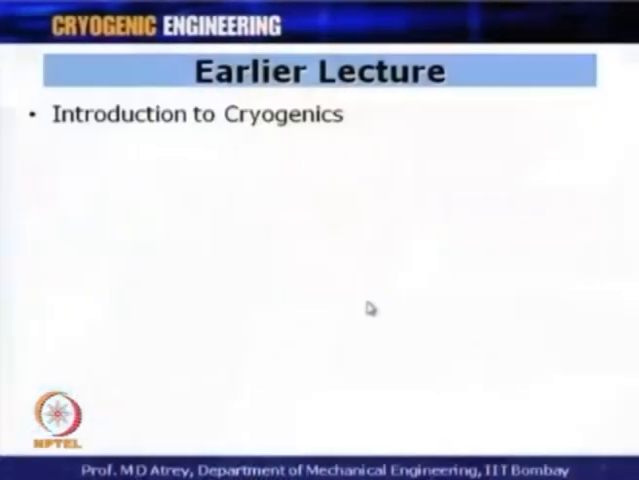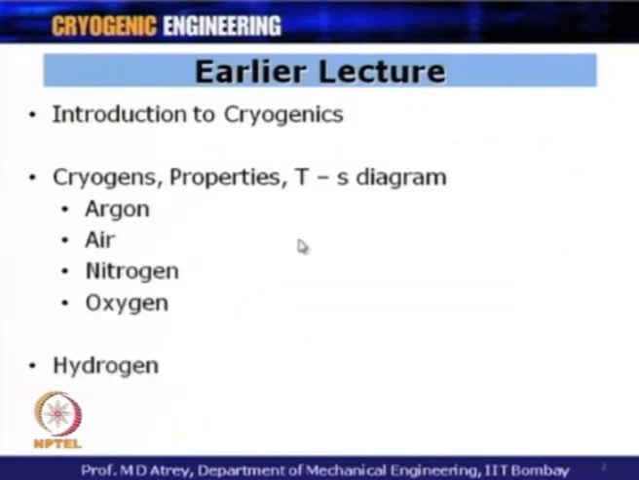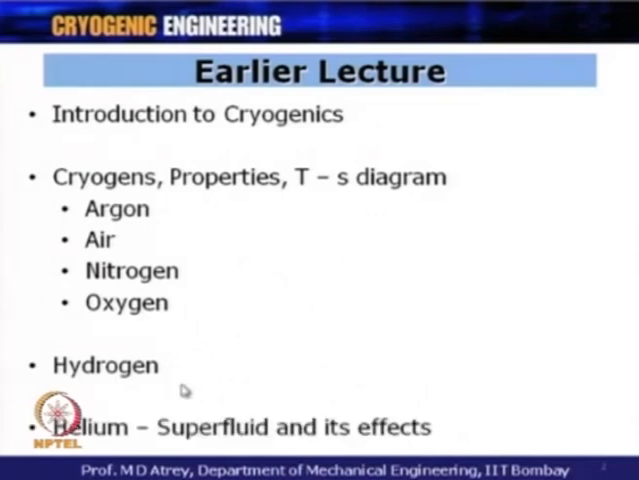So, welcome to the fifth lecture on cryogenic engineering under this NPTEL program. Just taking a view of what we have done in the earlier lectures, we had introduction to cryogenics as topic 1, and in topic 2 what we had was the information regarding all the cryogens, the properties, temperature entropy diagrams, and we talked about various cryogens which are argon, air, nitrogen, oxygen, and then we went a little bit in depth regarding hydrogen, and we talked about ortho and para hydrogen and its conversion, and also we talked about helium.